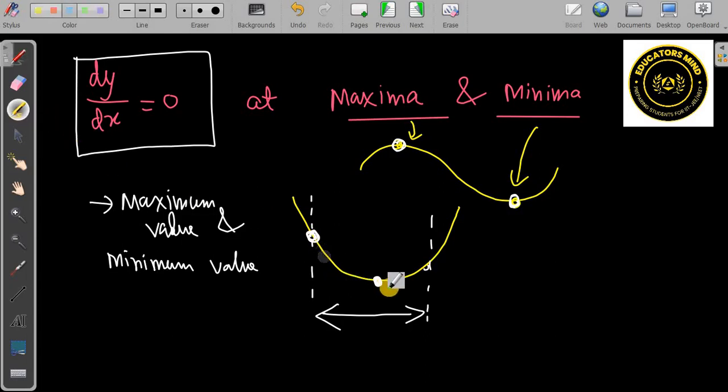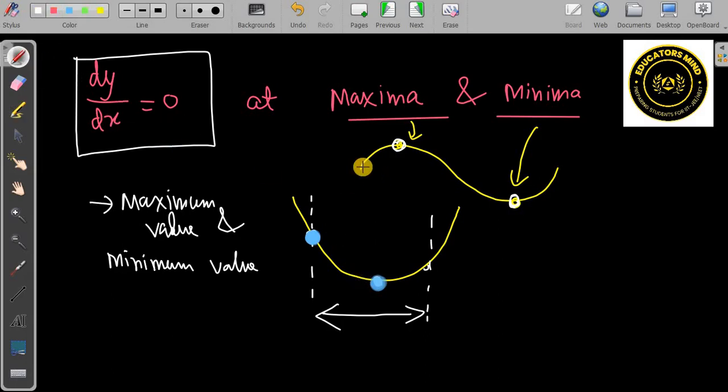For example, here the minimum value you can say is at this point, but where is the maximum value? You have to see the value of y within this region, it is maximum at this point. So that's why this is the maximum value. It may be a little bit confusing, but it's the maximum value. So maximum value and minimum value need not be maxima and minima. This is an important thing to note.